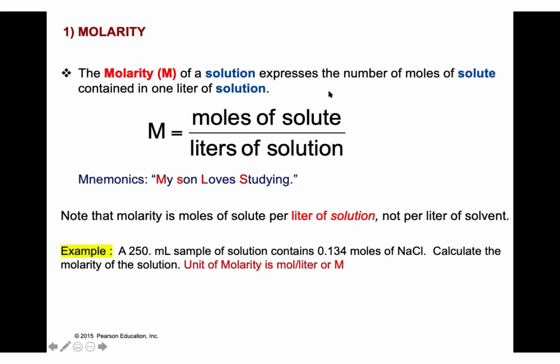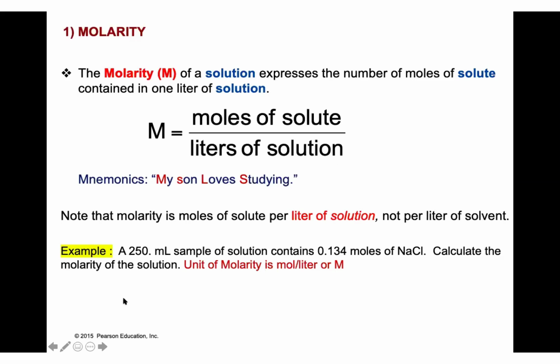It is basically moles of solute over liters of solution. So what do you need to answer a molarity question? You need to have moles of solute, for example, table salt, over the liters of the solution, which is basically a combination of solute and solvent. Always pay attention that for the molarity of the solution, we should always have liters of solution in the denominator.